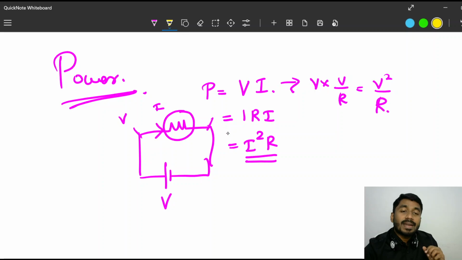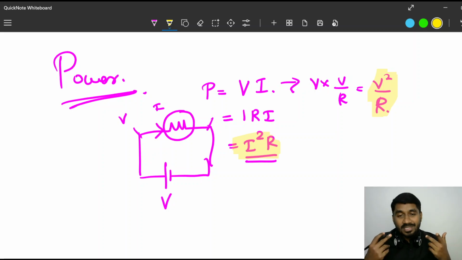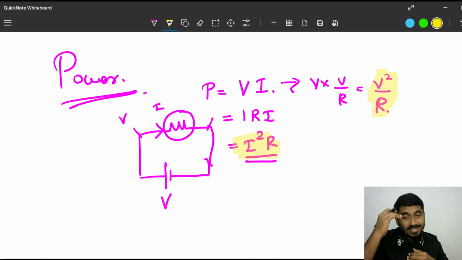Now I am giving you a trick: for series connected circuits use this equation, and for parallel connected circuits use this equation. You can just check with the resistance values: where the other resistor is in the denominator, the other resistor is directly proportional. So this is the equation of power.